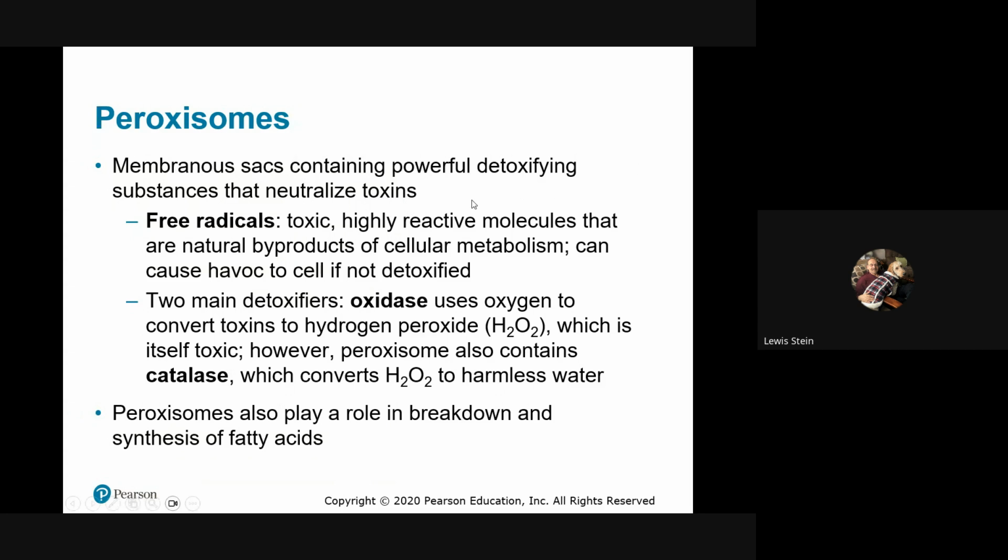Moving on. So, peroxisomes: free radicals, highly reactive natural byproducts, have to be detoxified. Havoc is not even a strong enough term. And this one has a fancy name you'll learn about down the road, called superoxide dismutase. What it does is it changes it to something called hydrogen peroxide, which all of you have heard about, and most of you have at home. Hydrogen peroxide is a great anti-infective.